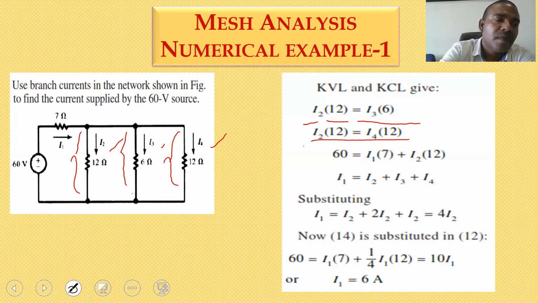Now apply the KVL in this loop. So 60 volts is equal to 7 into I1 plus 12 into I2.